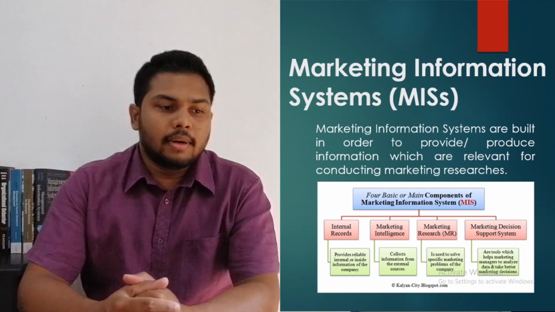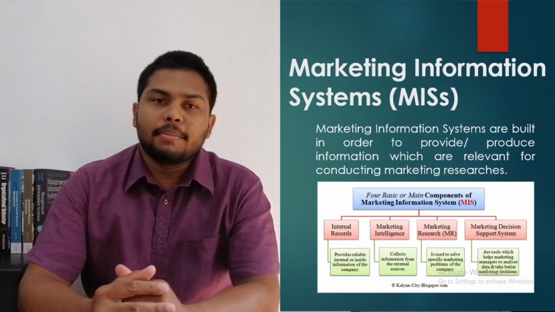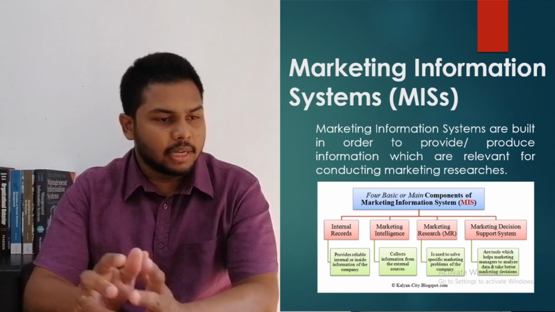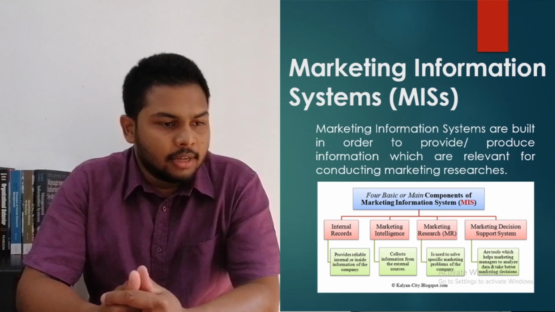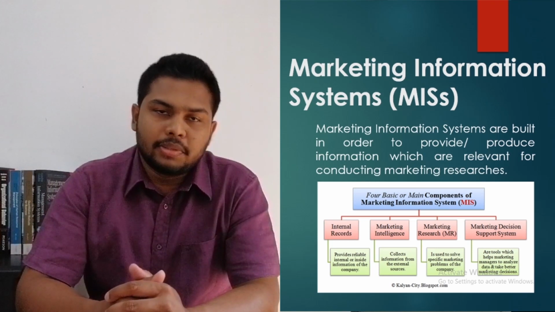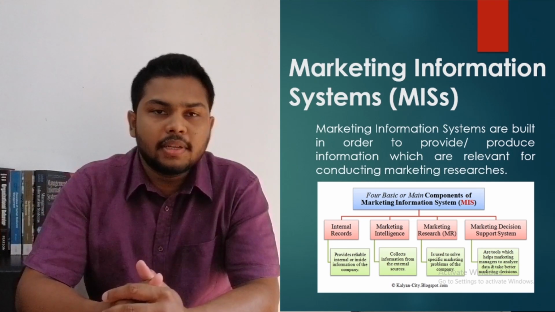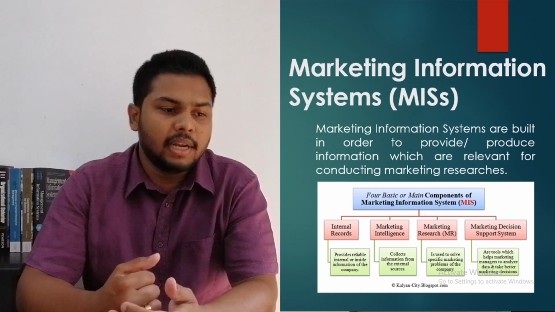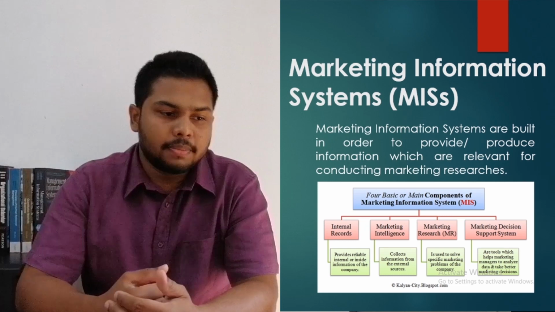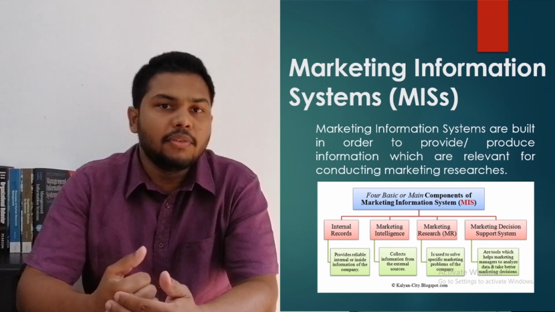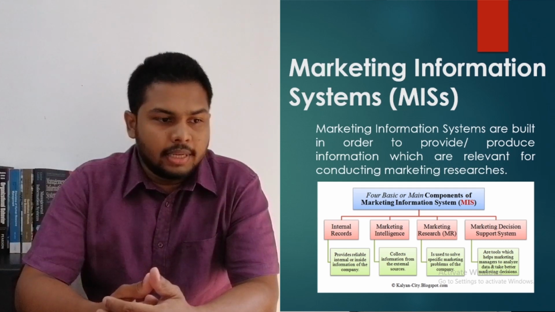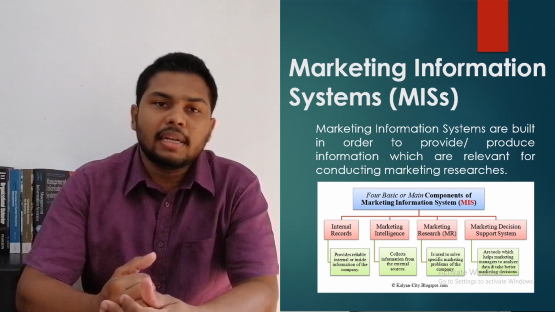So these are the four basic main components of marketing information systems, as you can see. The first one is internal records, right? Whether it is primary or secondary data, some of the internal records are the inside information of the company, right? Those are internal records.